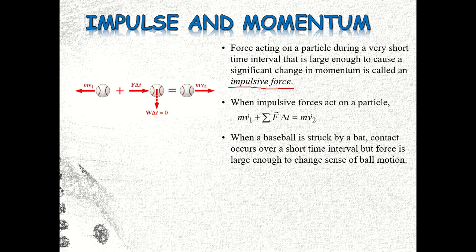Okay, so when a baseball is struck by a bat, contact occurs over a short time interval, but the force is large enough. It means that even if it's a very short time when the bat hits the ball, the force is large enough to change the sense of the ball's motion. Okay, so that is at the impact.